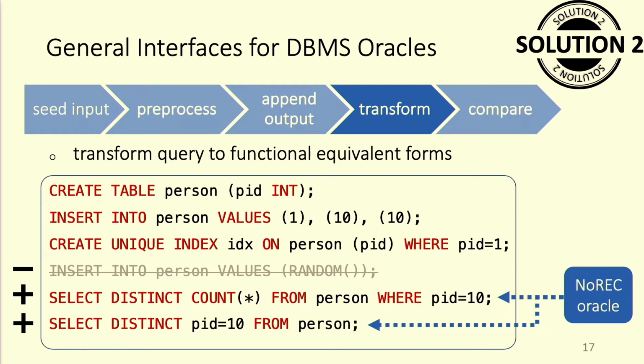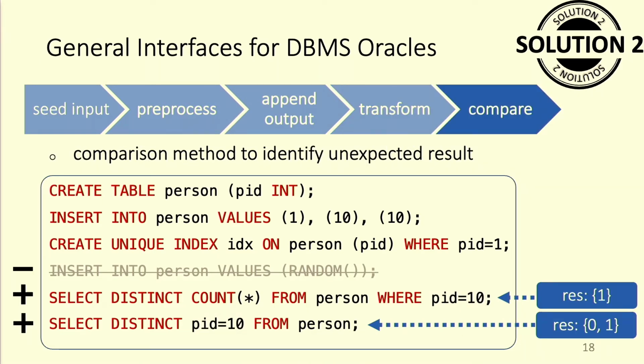The transform API transforms the query sets to their functionally equivalent forms. Take the NoREC oracle, for example, again. The constraint in the where clause will be moved to the select clause, forming 2 select statements that are functionally equivalent. And at last, the compare API allows the developers to define their own rules to verify the results.